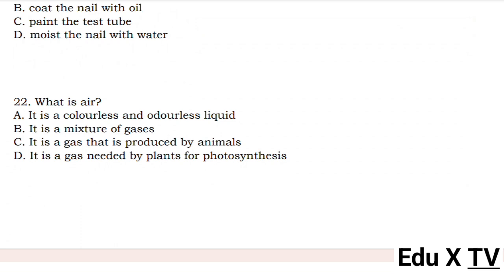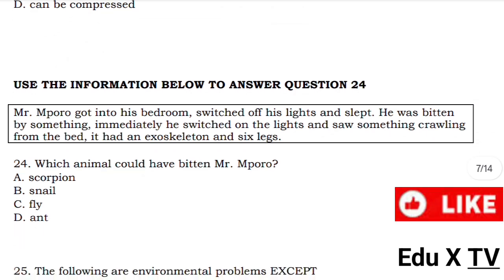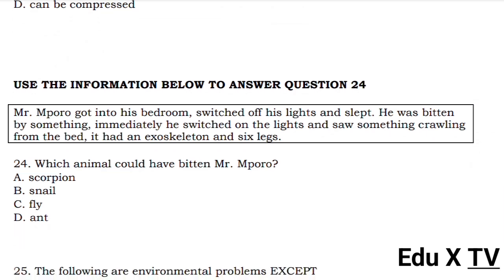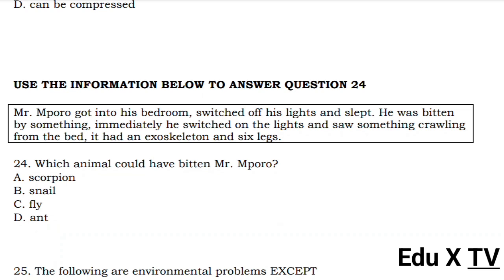Answer B. Number 23, the following are properties of A except it is... Answer A. Use the information below to answer question 24. Mr. Mporo got into his bedroom, switched off his lights and slept. He was bitten by something. Immediately he switched on the lights and saw something crawling from the bed. It had an exoskeleton and 6 legs.